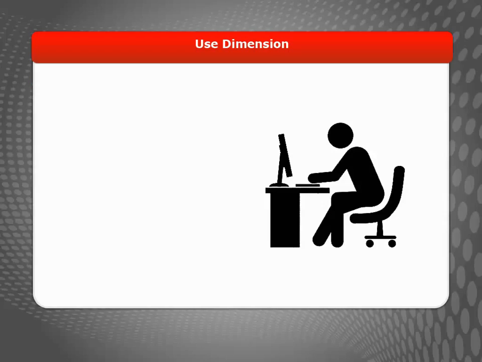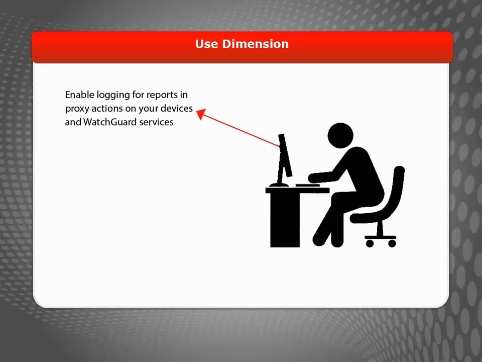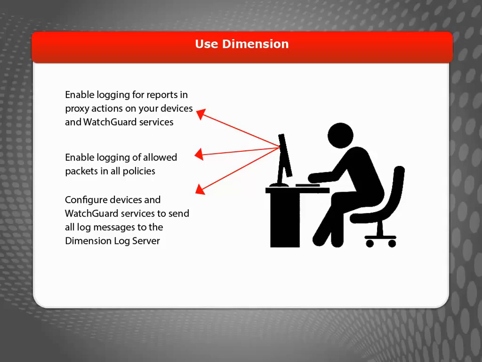To get the most out of Dimension, there are 3 things you need to do to make sure data is available for your reports. You need to enable logging for reports in proxy actions on your devices and WatchGuard services. You must enable logging of allowed packets in all policies to see additional information you might not have seen otherwise. And you must configure your devices and WatchGuard services to send log messages to your Dimension Logs server. I'll show you how to do all of this now.